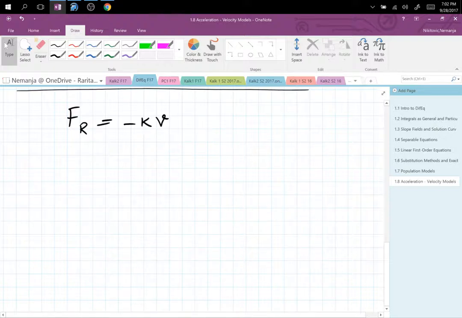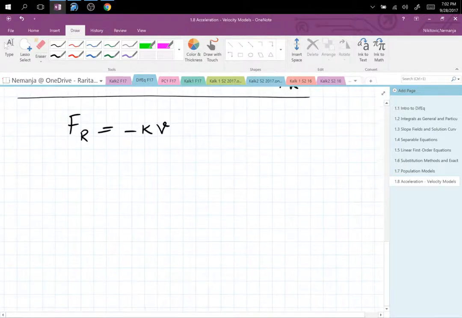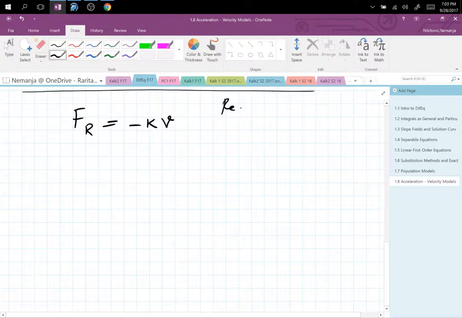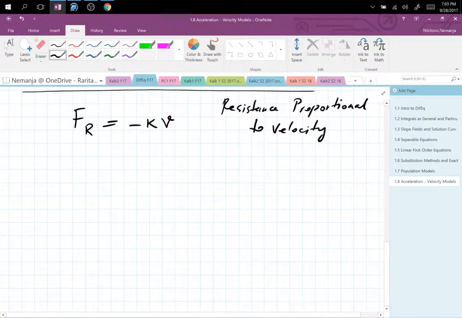So where did our exponent go? We are changing now to resistance proportional to velocity, not velocity squared. Newton said it's velocity squared, but then it depends on the shape of the object. If I drop a paper, it's going to take a longer time.